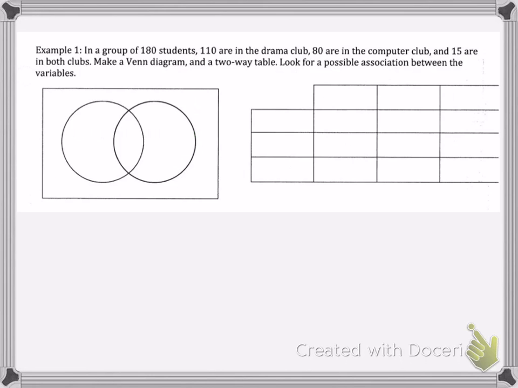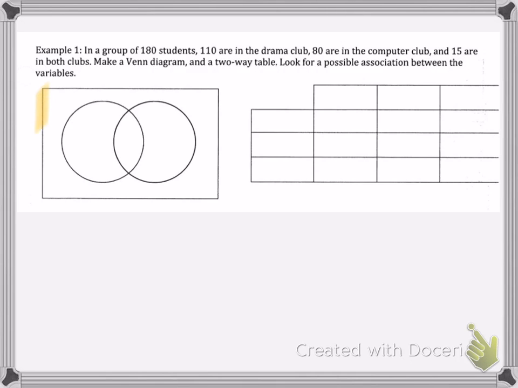For example 1, we're looking at a group of 180 students. 110 of them are in the drama club, 80 are in the computer club, and 15 are in both clubs. We're going to look first at making a Venn diagram, and that's this box right here. Now, we did not do a Venn diagram unit yet so far this year, but this is something we might revisit at the end of the year.